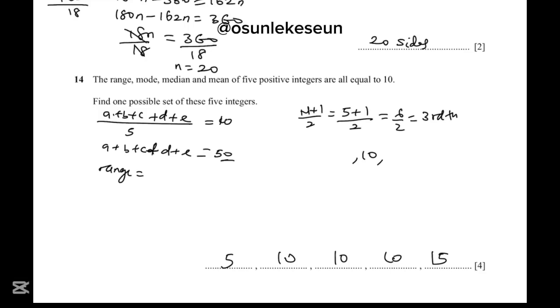And when we add all of them and divide by 5, it's still going to give us 10 as our mean. And the mode, 10, is the most occurring number. So that also answers our question. So definitely this is our answer for this.